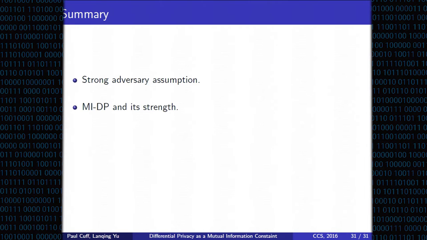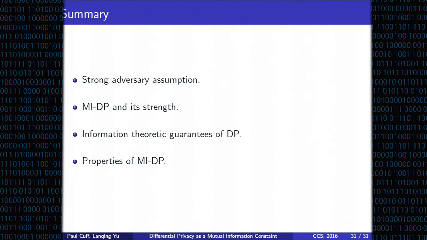We should interpret the epsilon in differential privacy as a mutual information constraint. And I talked about information theoretic guarantees of differential privacy. This talks about the second question. When you know more in advance, you can learn less from a differentially private outcome. And I mentioned several properties of our MIDP, and they are very close to the properties satisfied by epsilon differential privacy. That's it.